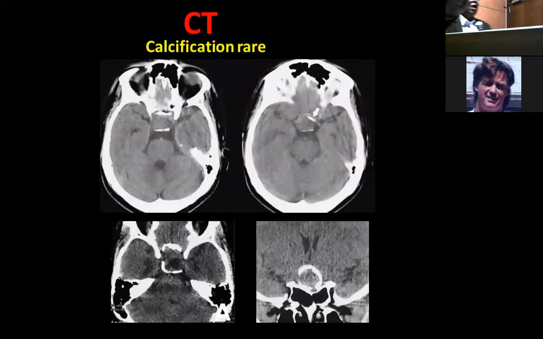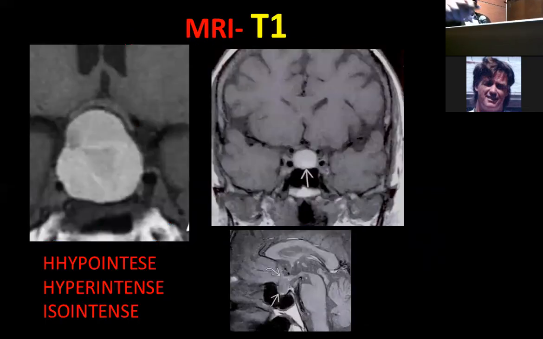What about radiology? How do they look? On CT, you will see low density. Sometimes you may see calcification, but calcification is rare. On MRI T1, they could be hypointense or hyperintense, so you don't know, and they are equally distributed. That's the difficulty.